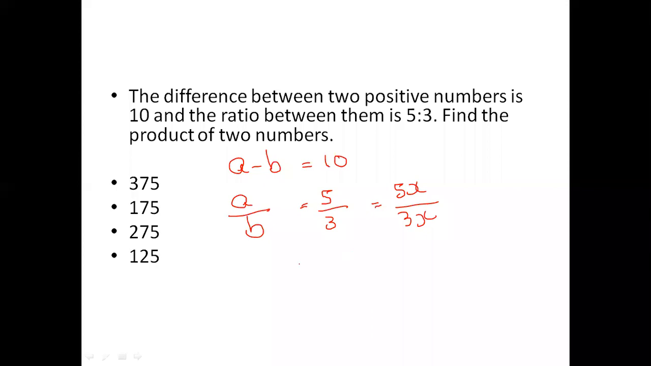So for finding that, we can use the logic of this difference. 5x minus 3x are the numbers. So the difference between the numbers is 10. So 2x is equal to 10. X is equal to how much? X is equal to 5.